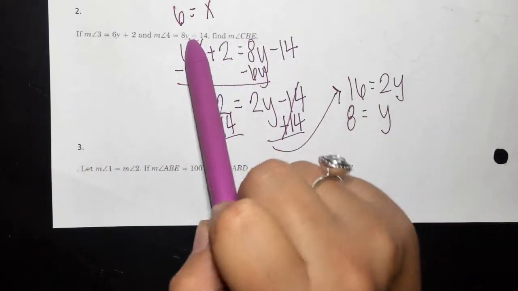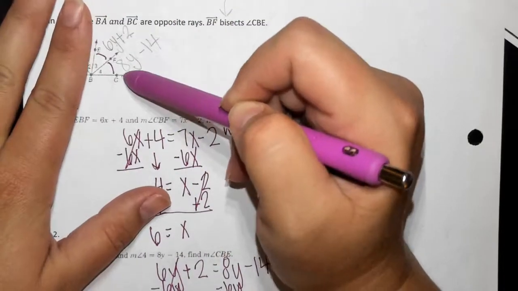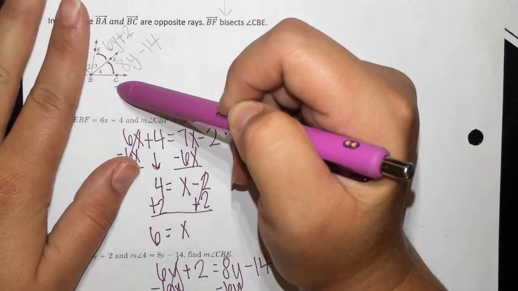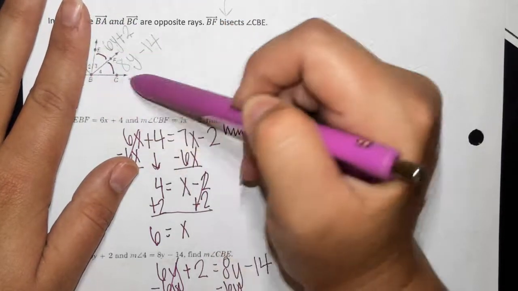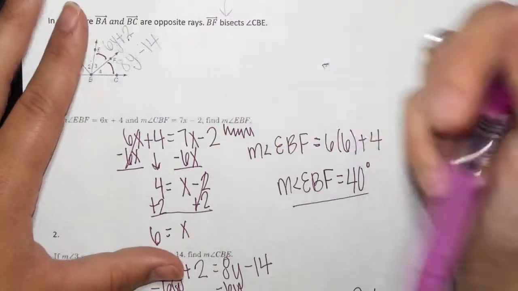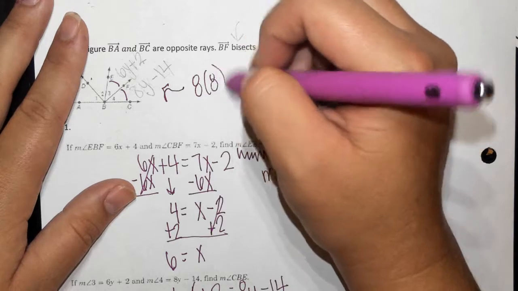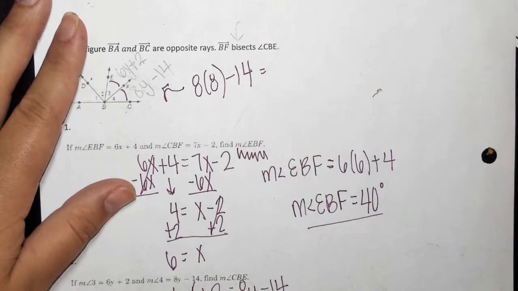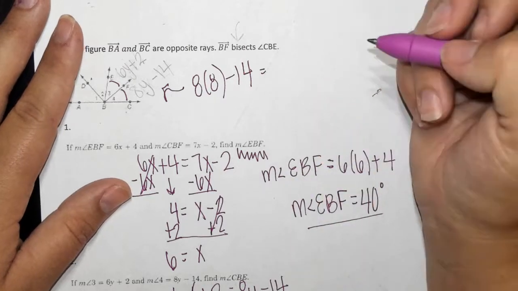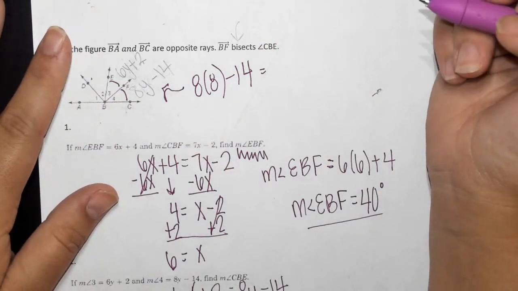Okay, here's the thing. We are finding the measure of angle CBE. Go look. What is CBE? Is it just one piece? No, it's that whole section right here that we've been talking about. C to B to E. So I want to find what 3 and 4 together are. Well, we know what y is. It's 8. So let's plug it in and just find one piece. 8 times 8 minus 14. Madison, what's 8 times 8 minus 14? What is it? 50.